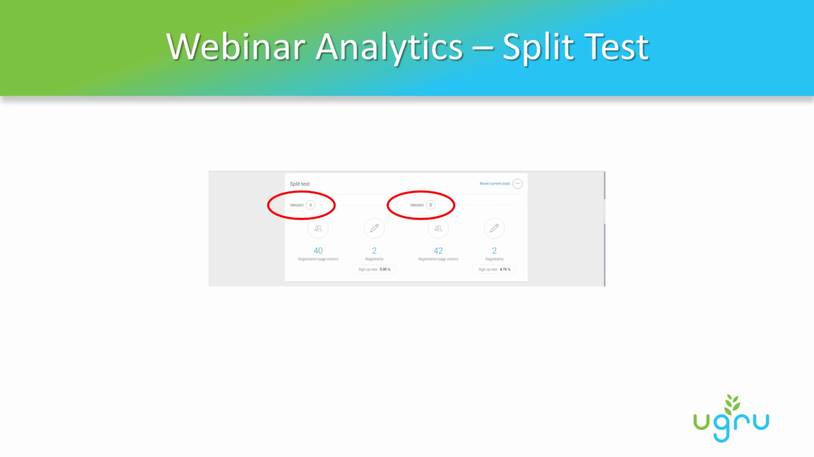Next, you have the split test section. If you have two different registration pages, you can see here which page is getting the most registrants. This helps you determine if you should keep or change one of the registration pages to improve performance.